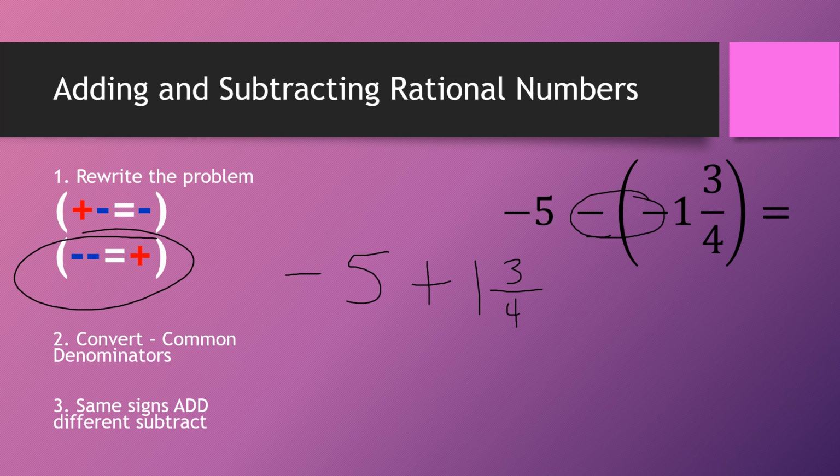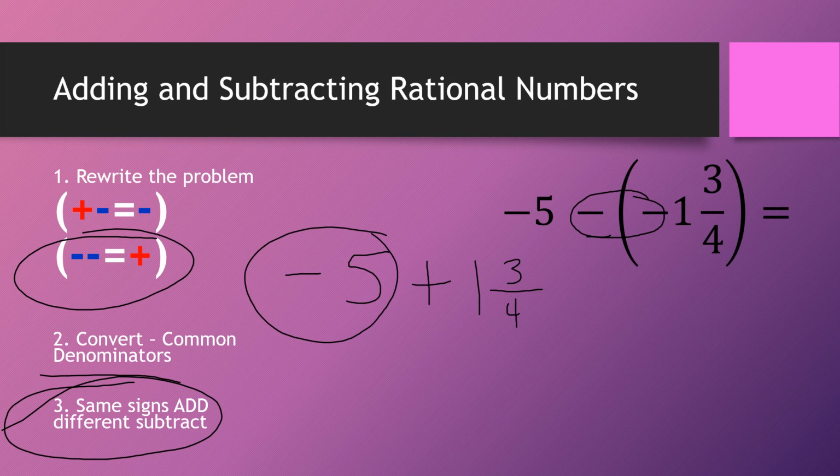All right, so now I don't have to do this step. I'm going to jump straight to step 3. Same signs, add, different, subtract. So I have different signs, so I'm going to subtract. Whenever I subtract, I always put the bigger number on top. Ignore the signs for now so you don't get confused. So I have 5 minus 1 3/4.